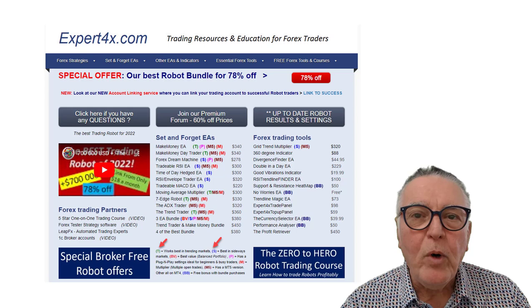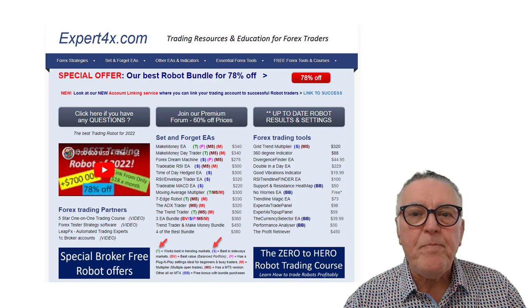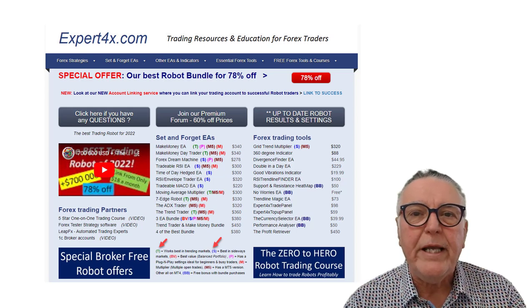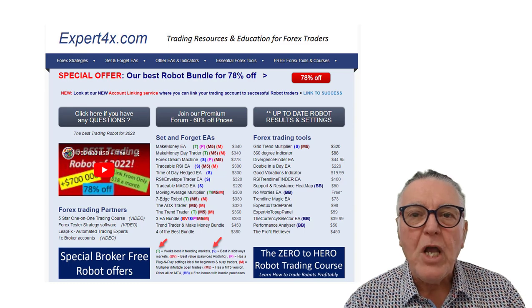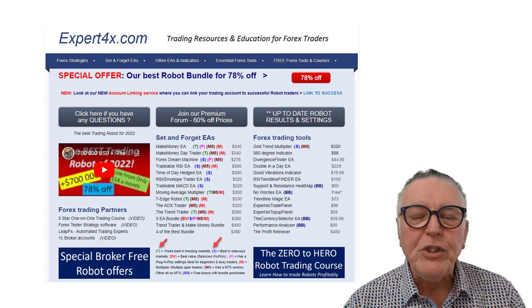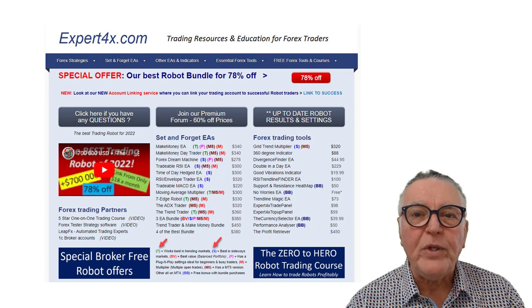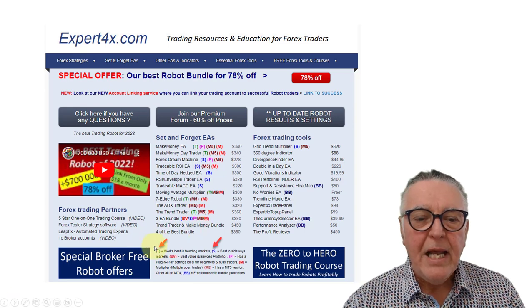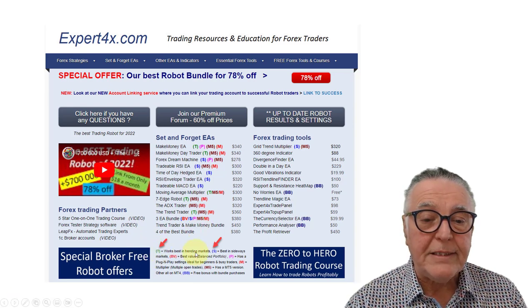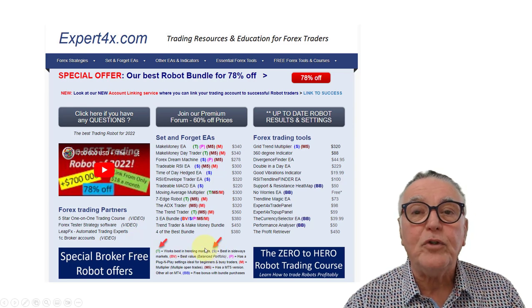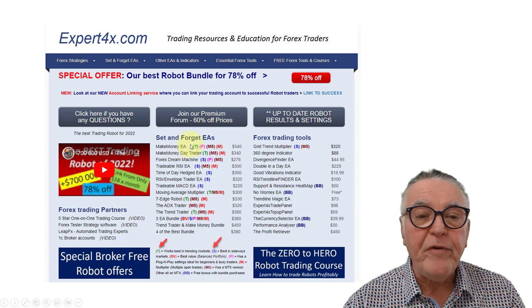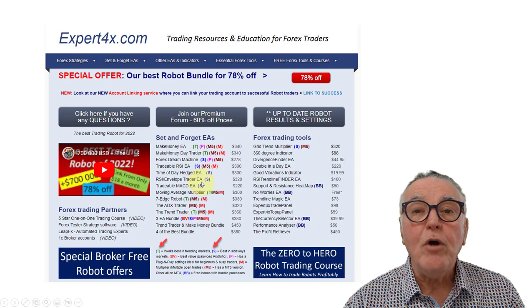Now, this is so important that even on our main page, there on your screen you can see the Expert Forex main page, we actually detail which robots are most suited for which markets. And as you can see there, we've got a code that is a T and an S, T for trending, S for sideways, and we've marked all our robots accordingly.